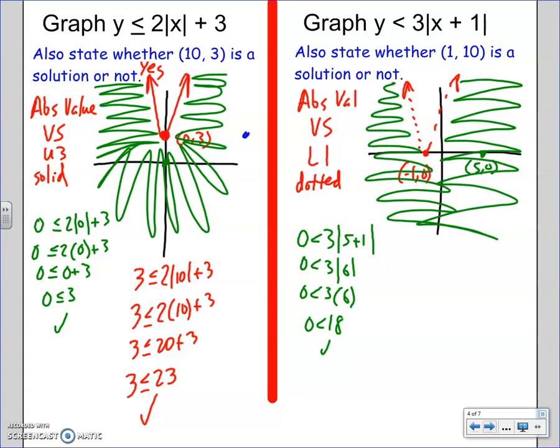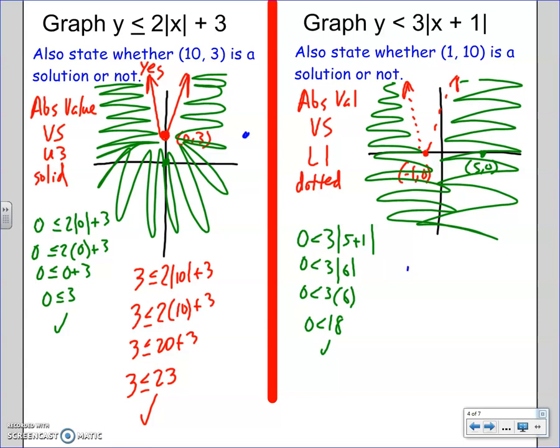All right, is 1, 10 a solution? Now, it's not obvious. I don't know if 1, 10 is inside or outside. So again, our graph's not drawn to scale. That's a shortcoming, a weakness of a sketch. So we have to plug it in.